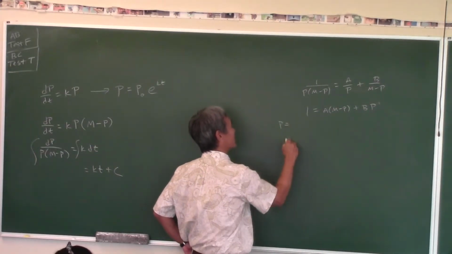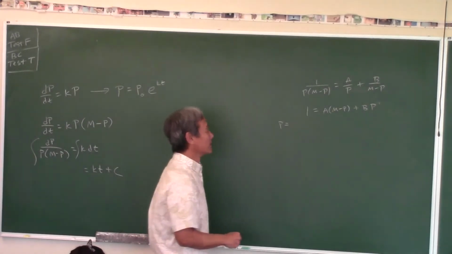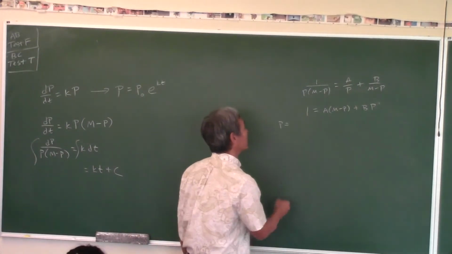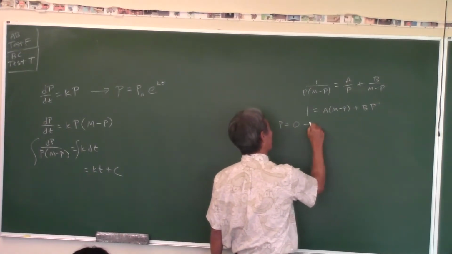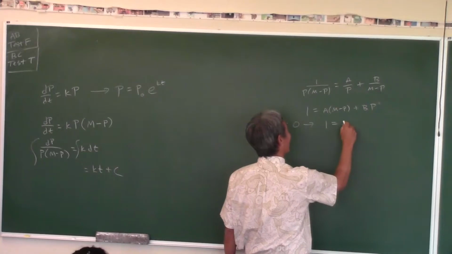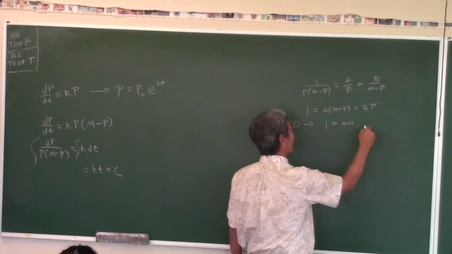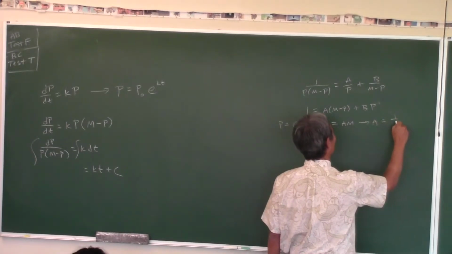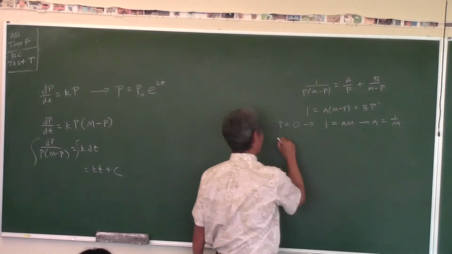What would be a good number to plug in for p? Either m or 0. Which one do you want to do first? 0. If you plug in 0 for p, 1 equals am plus 0. We just figured out a is 1 over m.